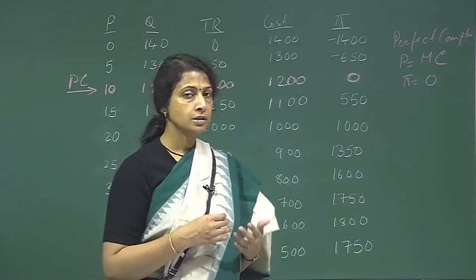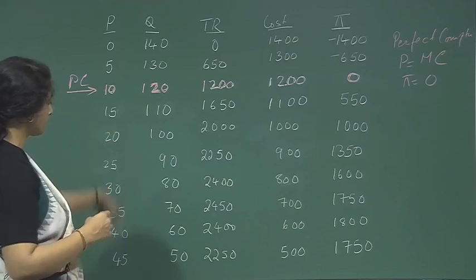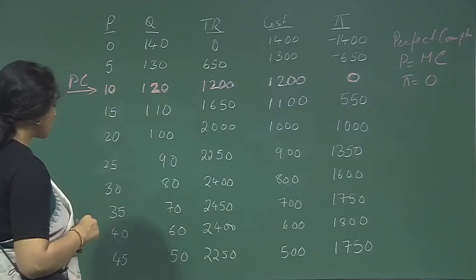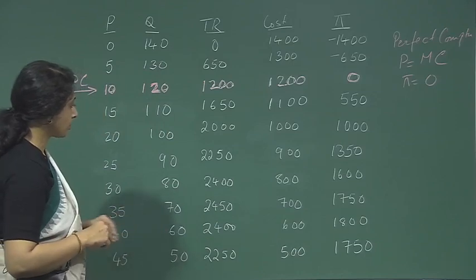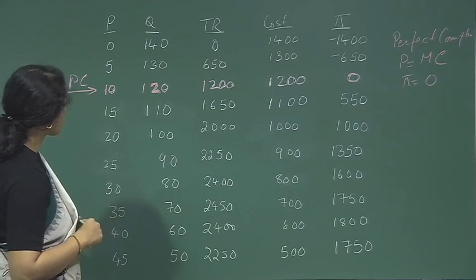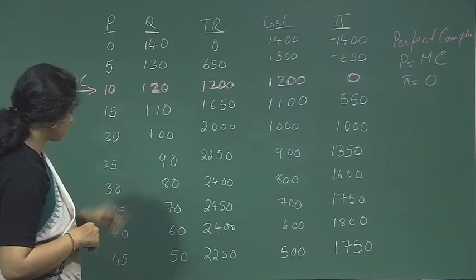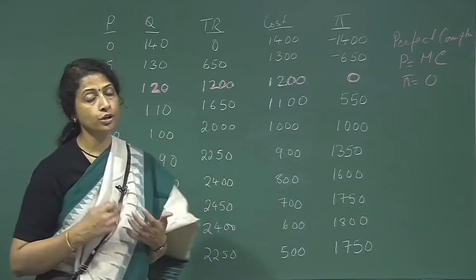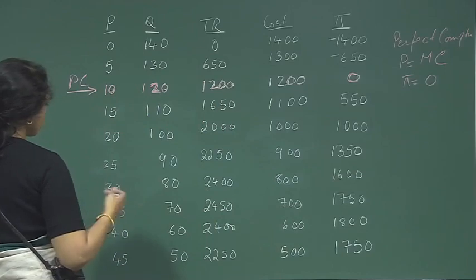So what they do is they make MC equal to marginal revenue, and accordingly from the demand curve they choose the level of price. They decide the output on the basis of marginal cost equals marginal revenue, and from there they trace back the price from the demand curve, and that is the price that they are going to charge. So that is going to give them the maximum revenue. Monopoly gives them the highest revenue, so highest profit.